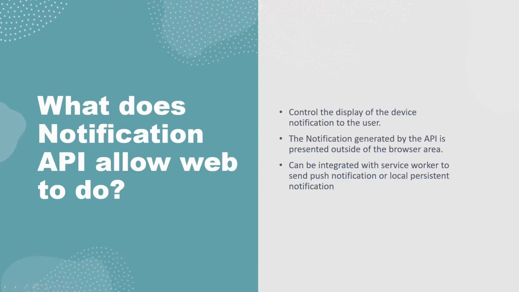The notification API, similar to a native notification, helps the web app to control the display of device notification to the user. The notification generated by the API is actually presented outside the browser area. For example, if you are on a mobile device and you receive a notification, and you close the browser tab, the notification will still be received because it actually operates outside of the browser area.